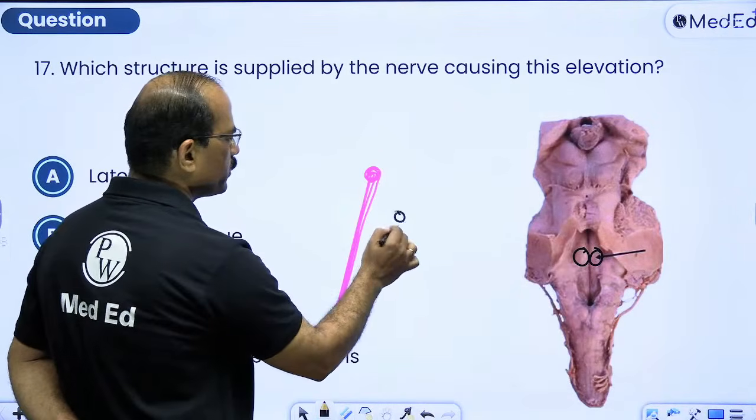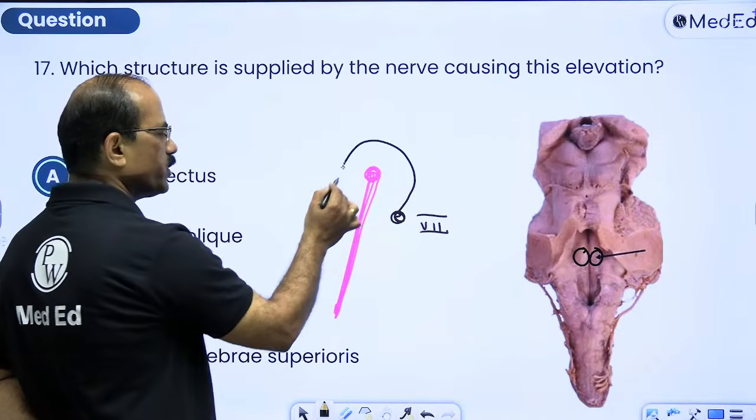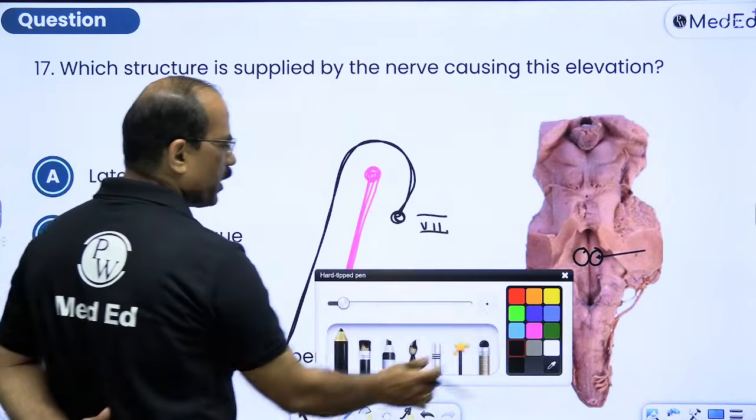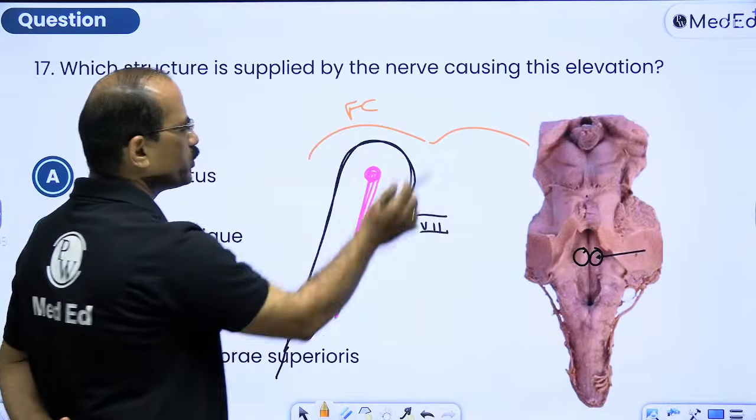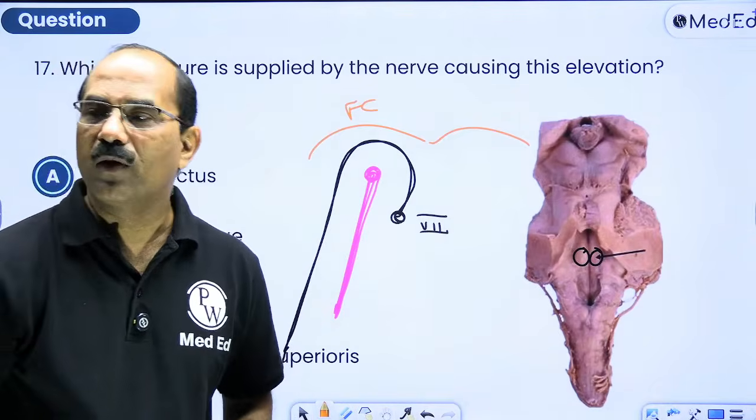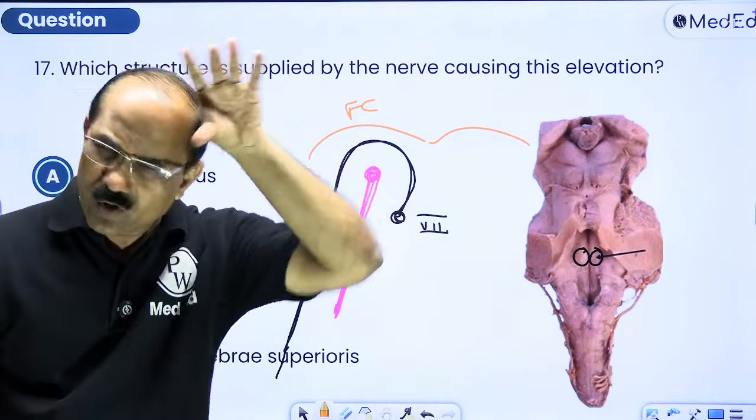And this is the nucleus of the facial nerve, the motor nucleus of the facial nerve. The fibers of the facial nerve come like this and make an elevation outward, and this elevation is known as the facial colliculus. So the facial colliculus is formed by which nerve? The facial nerve. Remember this, many MCQs come from it.